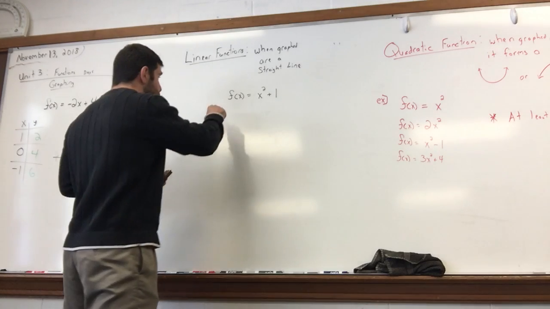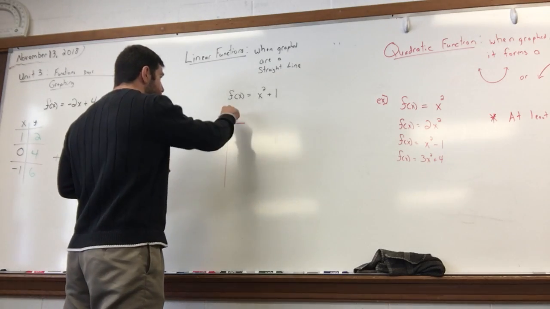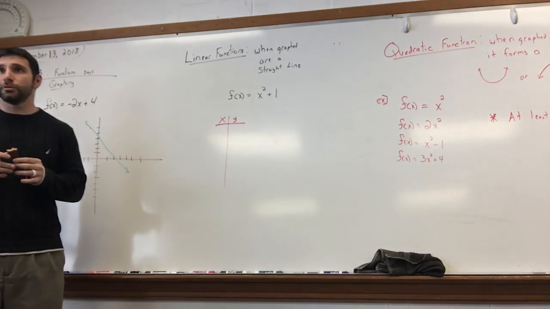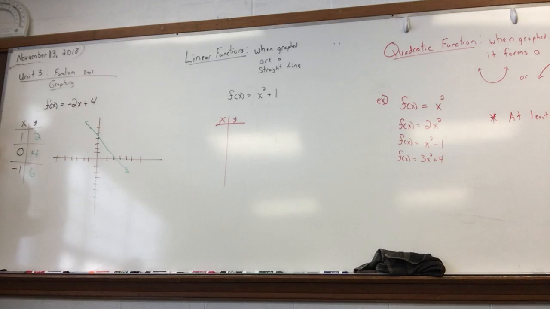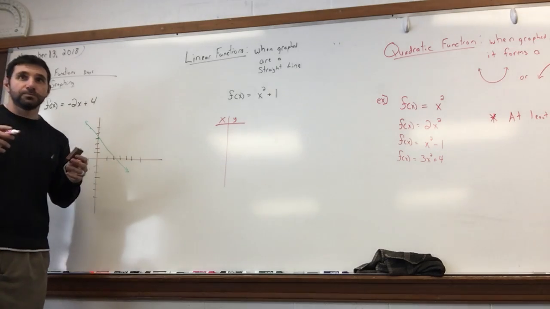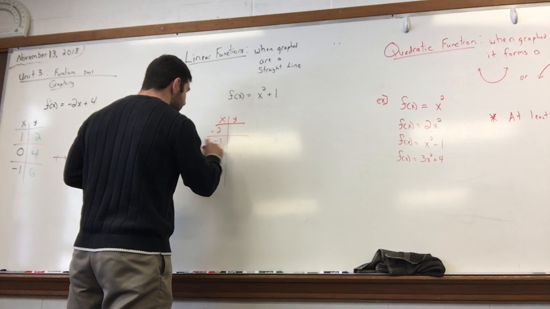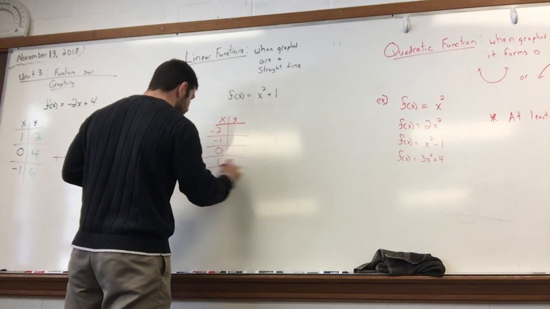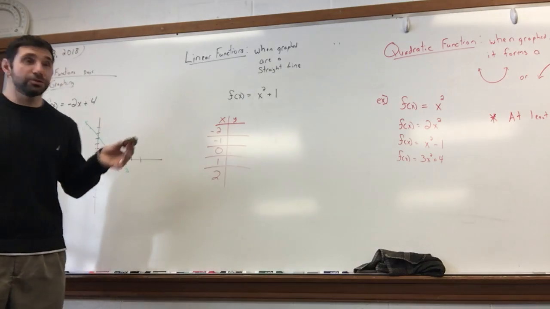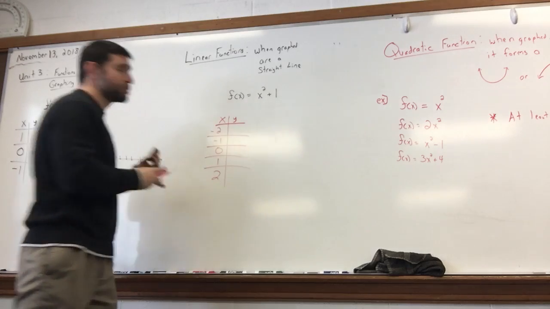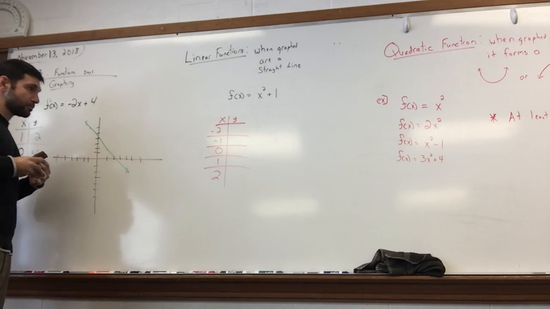Quadratic, good. So we're going to have our XY table. Could you use any points? Sure. Do you think we're still going to use 1, 0, negative 1? Yeah. What 2 more points do you think we want to use? Cody? 2, negative 2. Very good. So we're going to say negative 2, negative 1, 0, 1, 2. Those are my go-tos. Okay, substitute in, graph. Let's go.